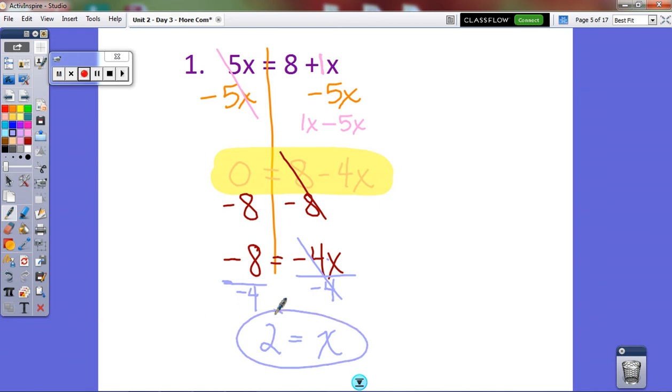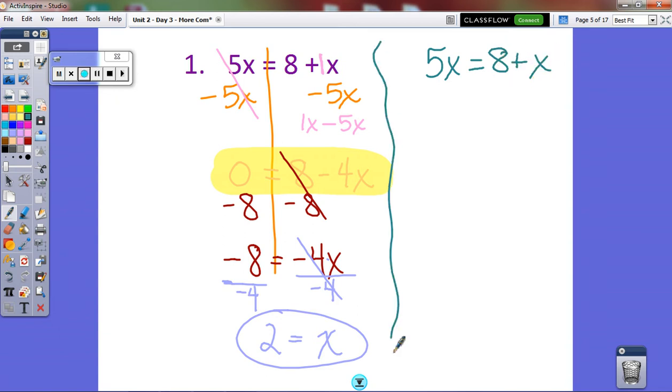Now, that was kind of lengthy. And I told you at the very beginning, or I started to tell you, that there is some intelligence that comes into play with which side do I move the variables to. Guys, I'm going to rewrite that original question. The original question was 5x equals 8 plus x. Okay, look at it. Did I write the question down the same exact way? Oh, sorry, guys. I wrote it down the same exact way.